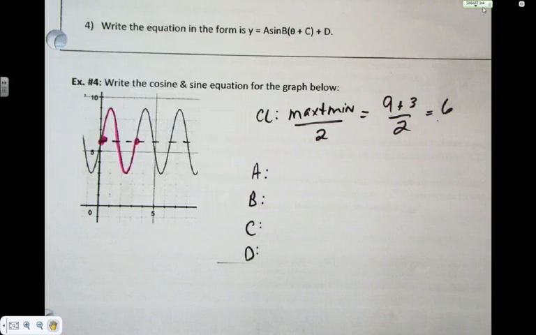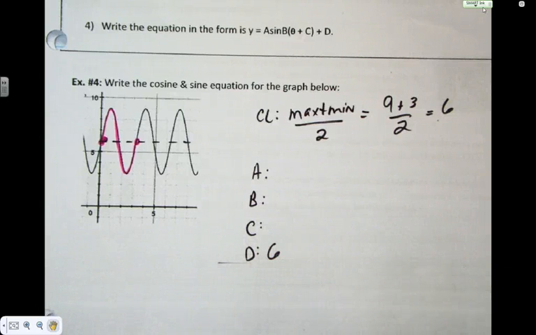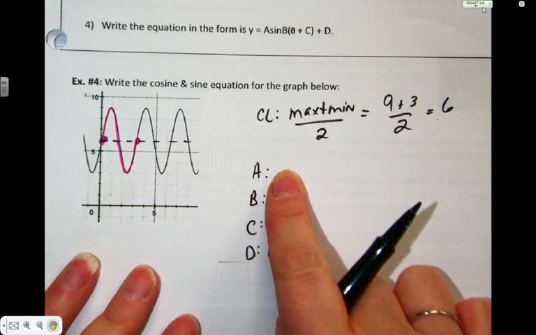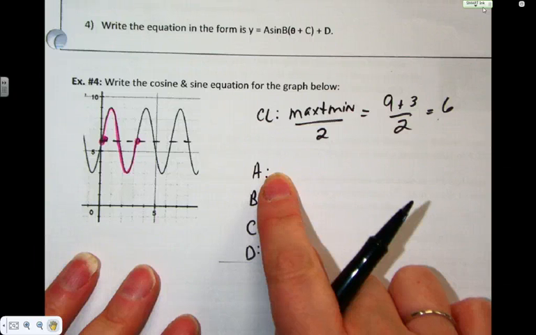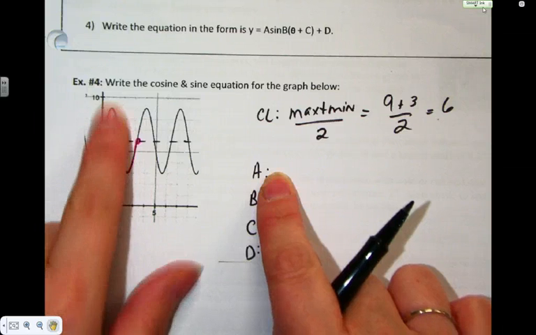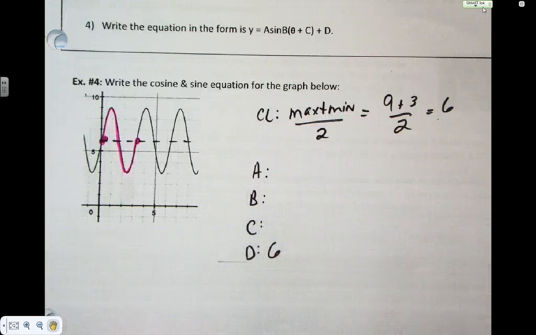Which one of these did I already calculate? D. D is the center line, so it's done. Then I like to go up to A because I find it the next easiest. What's the definition of A? So what's the vocabulary word? What do we call it? Amplitude. What's the definition of the amplitude? Max to center line or min to center line. So we're looking at either the distance of the bump here or the distance of the valley. How many units? 3.